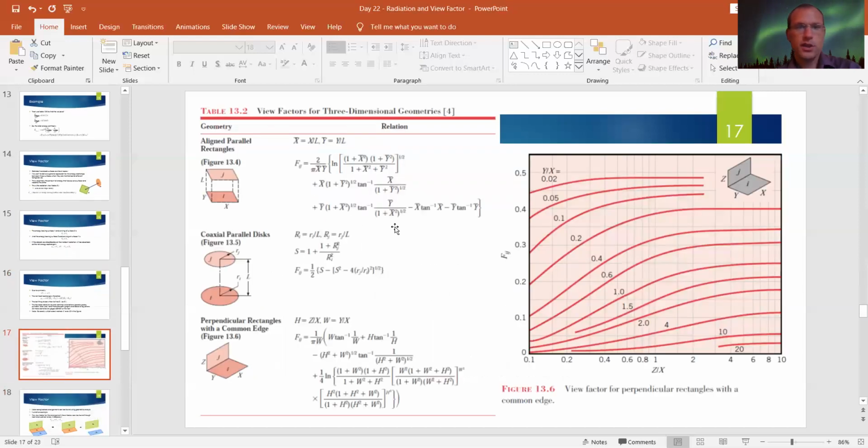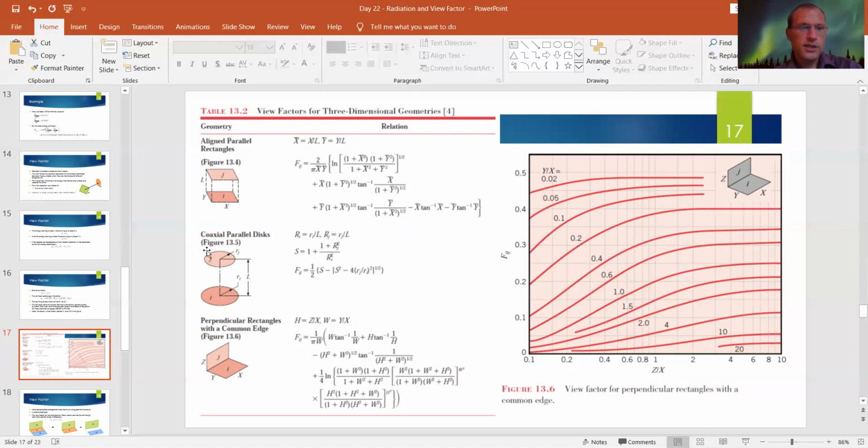So the tables look something like this. Again, we have some geometry. So aligned parallel plates. Object 1 and object 2 are generally called object i and object j. They have some dimensions, X and Y, separated by some distance L. The equation for this is just some big, long, complicated equation, which no one really ever wants to put in a calculator, and I don't blame you.